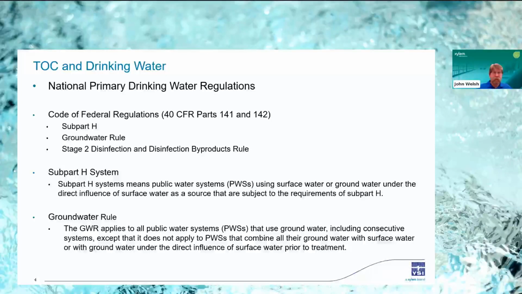Subpart H systems are public water systems using surface water or groundwater that is directly influenced by surface water. The groundwater rule applies to all other systems using groundwater, except when that water may be influenced by surface water. In the section on chlorine, I'll cover the implications of the Stage 2 disinfection and disinfection byproducts rule, which will come in just a little bit.